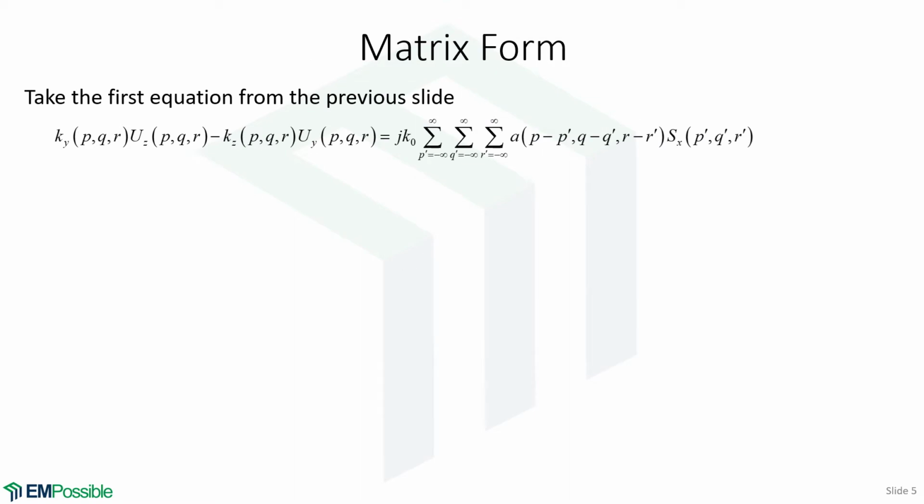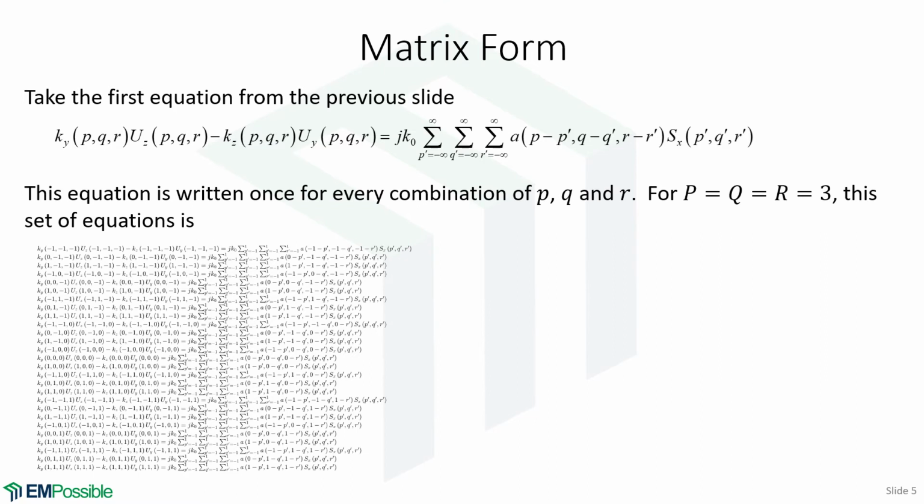We'll grab the first equation, and we understand that we have to write this for every combination of P, Q, and R. So let's take 3 spatial harmonics along P, 3 along Q, and 3 along R. So 3 times 3 times 3, I believe that's 27. That's 27 equations, and so we write that equation 27 different times. Now, I'm not intending for these equations to necessarily be readable down here. I just want to show that there are 27 equations.